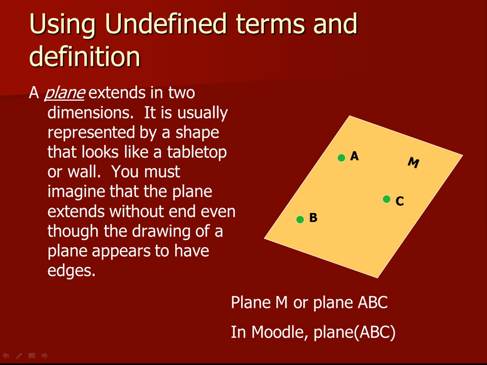0-dimensional requires 1 point. We said a line was 1-dimensional, and that requires 2 points, right? We said a plane was 2-dimensional, and that required 3 points. So we could extend that.